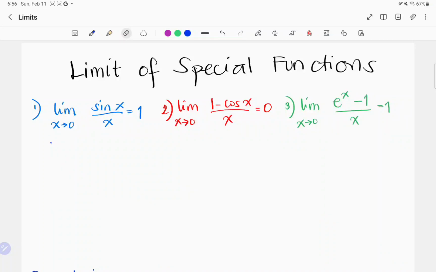In this video, we will be discussing the limit of a given function while applying the limit of special functions. On the screen, we have three colors of functions, limit of a function. Let's start with the blue one. It is the limit of sine x over x as x approaches 0 is equal to 1.